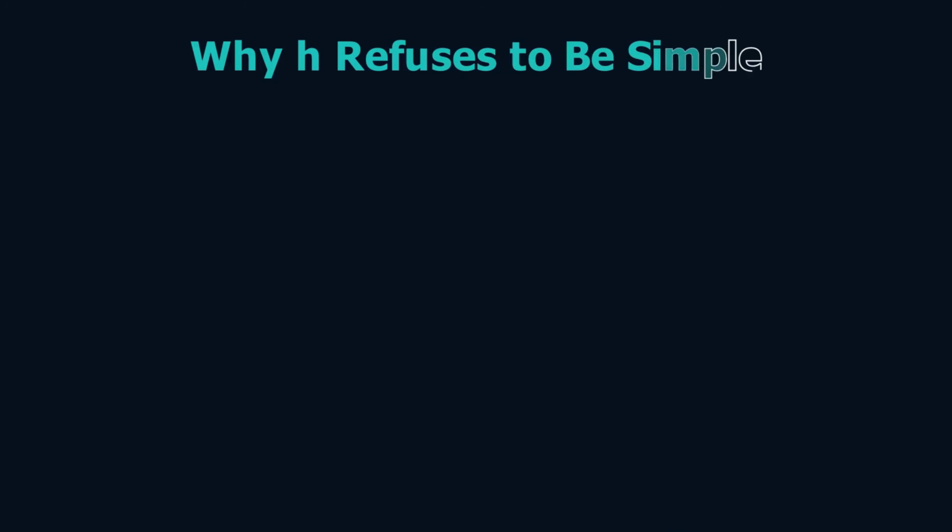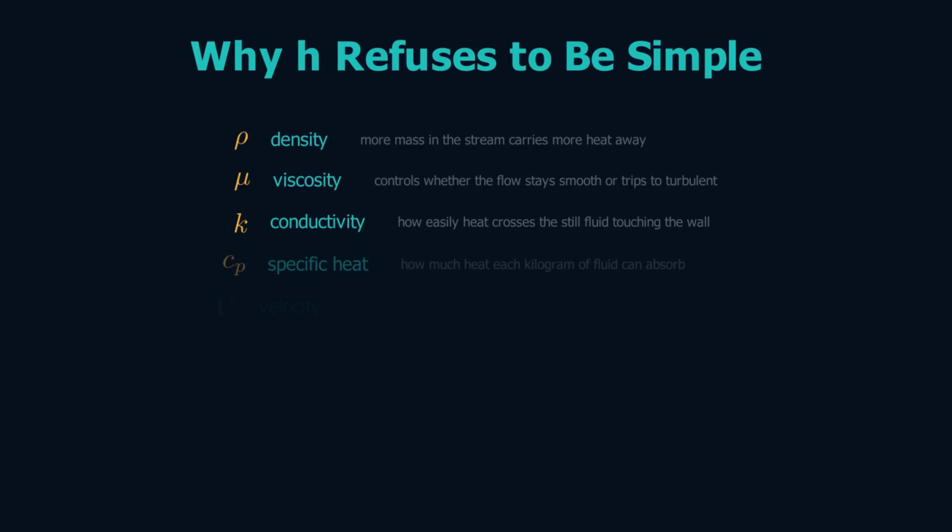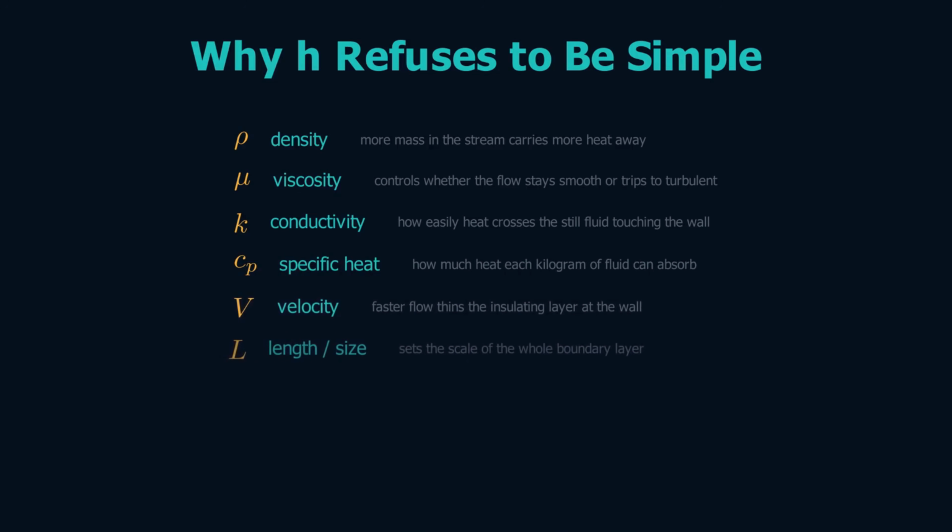Q equals H A delta T is easy arithmetic. All the difficulty of convection is packed into that single coefficient. Here is why. Density decides how much mass the stream carries. Viscosity decides whether the flow stays smooth or breaks into turbulence. Conductivity governs how heat crosses the thin film of still fluid against the wall. Specific heat sets how much each kilogram can soak up. Velocity thins the insulating layer at the surface. And the size of the object sets the scale of the whole thing.